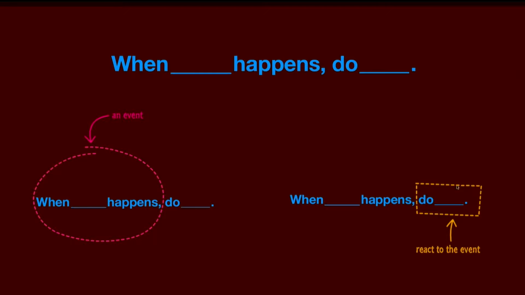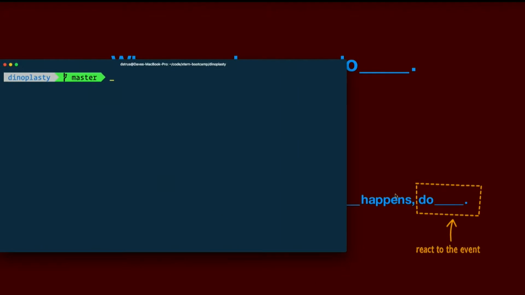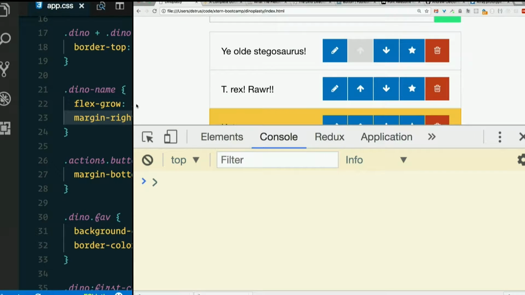When something happens, do something. What do you suppose? Maybe hitting a button on the keyboard counts as an event that we could listen to? And then we could make that also save it? You bet.